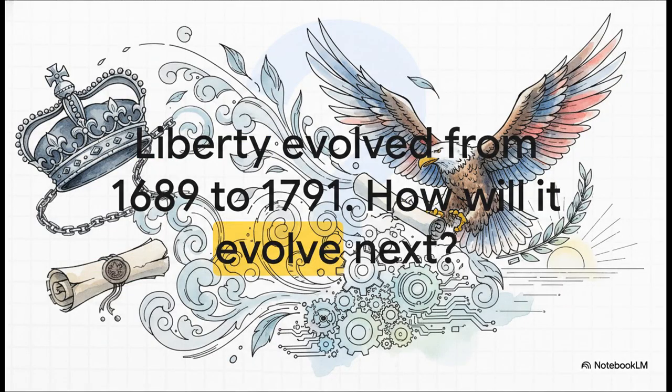I mean, think about that journey. An idea starts as a set of conditions placed on a king in 1689, and a century later, it evolves into a universal guarantee for every citizen. It's an amazing story of evolution. And it really makes you wonder, right? If liberty could change so much between 1689 and 1791, what will it look like 100 years from now?